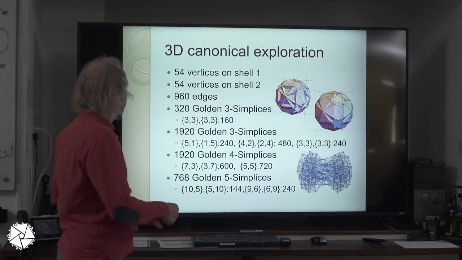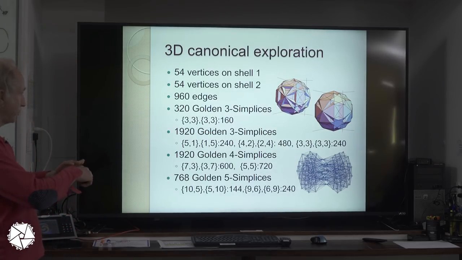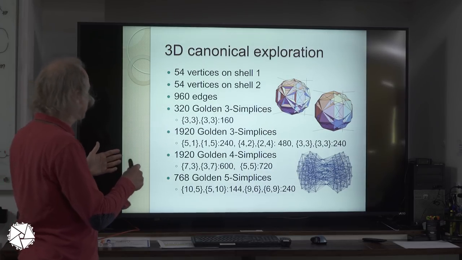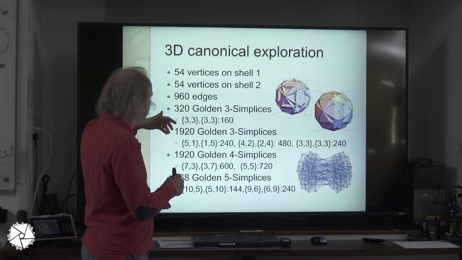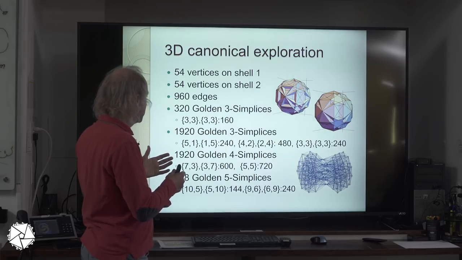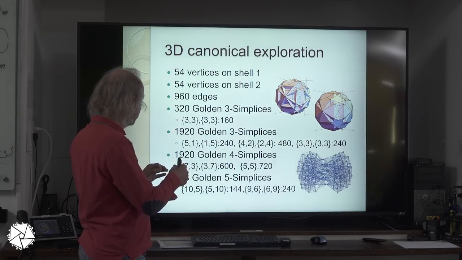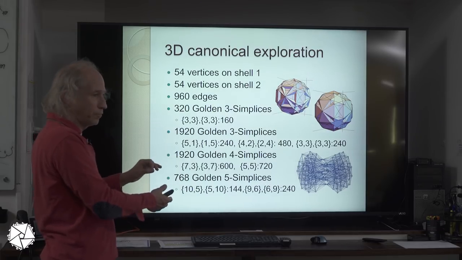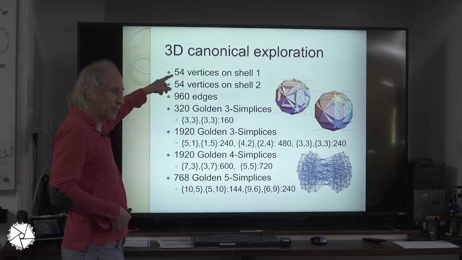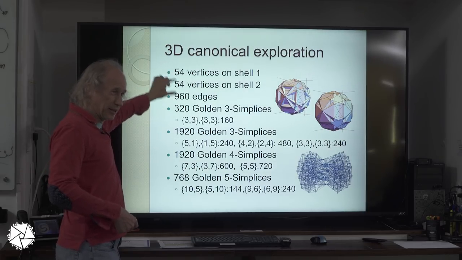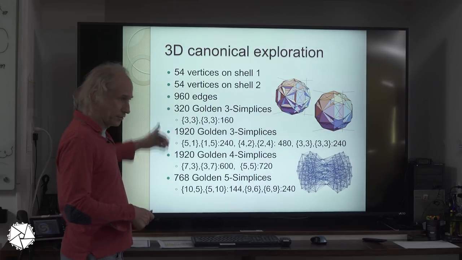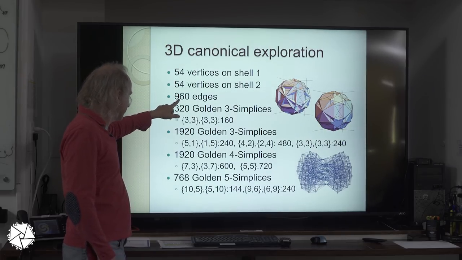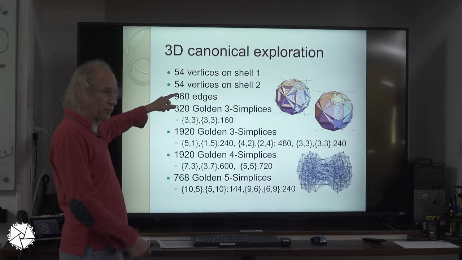So this is saying that if I want to explore golden simplices in 3D where one vertex is in the center, I can only have a combination of any point from the 108 vertices which are here. And then I can check for all the possible combinations if they are at the right distance. And then they will make only 960 different edges, which will be one or the golden ratio.